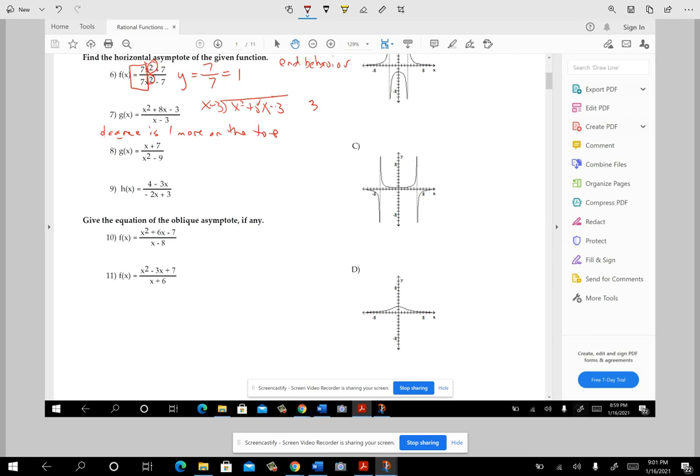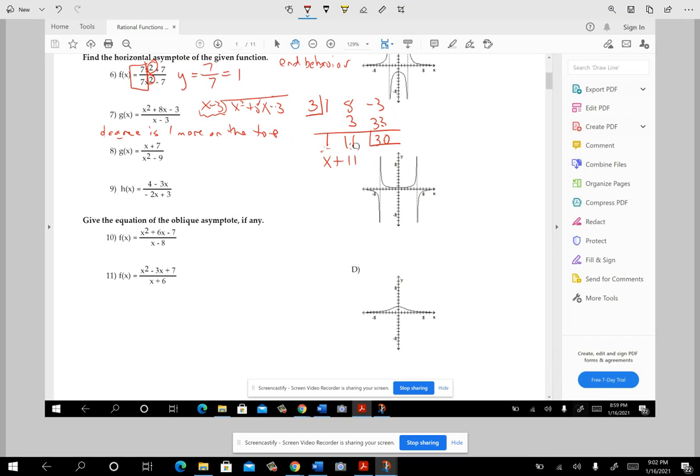And back in pre-cal, you were kind of fresh on synthetic. We could use synthetic because we were dividing by a linear factor. So what you would put in the box is the number 3, and then we would take the 1, the 8, and the negative 3, the coefficients in the numerator, and then we would do our synthetic division. And then what we know is that 30 would be the remainder. This right here would give you an x plus 11.